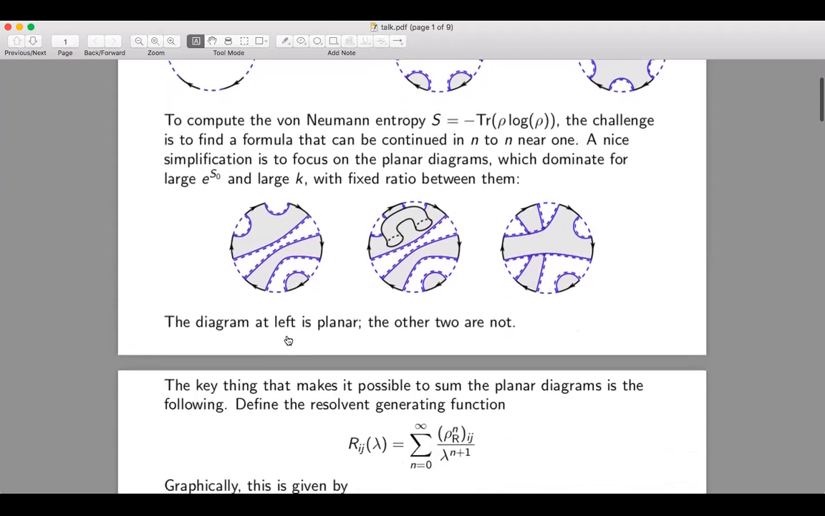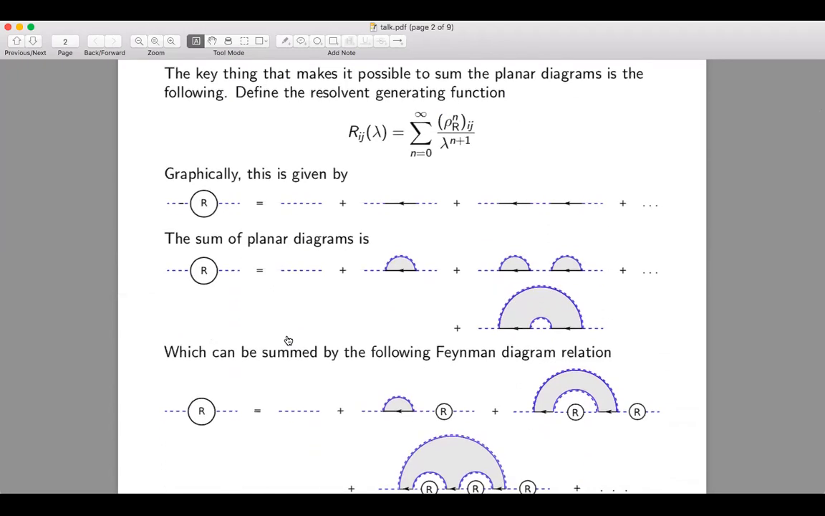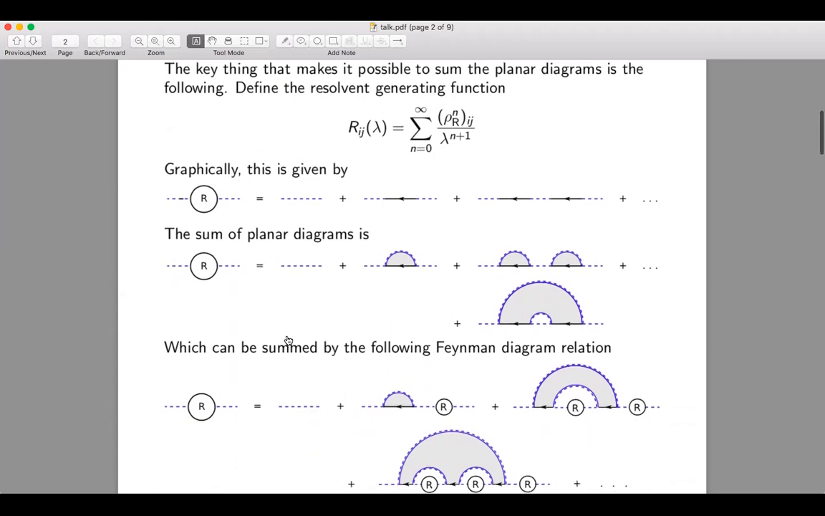And I'm not going to go through this in detail. I just want to show you the idea of the trick that makes it possible to analyze that sum, because I think it's kind of cool. And this is something that Zhenbin Yang really figured out how to do. So the first step is, rather than trying to compute trace rho to the n, for the purposes of analytic continuation, it's actually convenient to compute this thing called the resolvent.